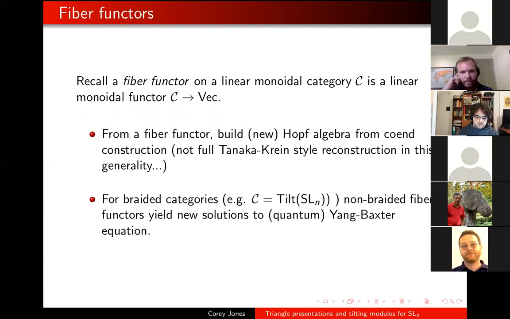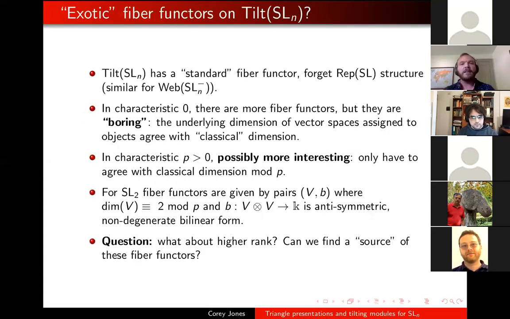Okay, so these are some reasons you might care about fiber functors. And if you're thinking about fiber functors, this leads naturally to finding all the fiber functors you possibly can. So tilt SLN, of course, has a standard fiber functor, which just forgets the action of SLN on all the vector spaces. And so each object is a vector space, and the morphisms are already linear maps. You don't have to do anything. The forgetful functor puts you inside vector spaces, and you're done. You have a fiber functor. But you can ask, are there other fiber functors?